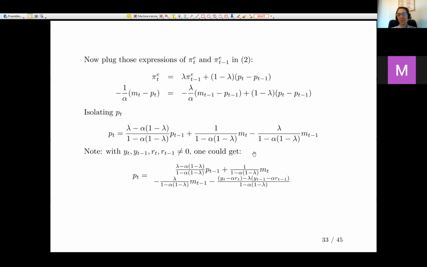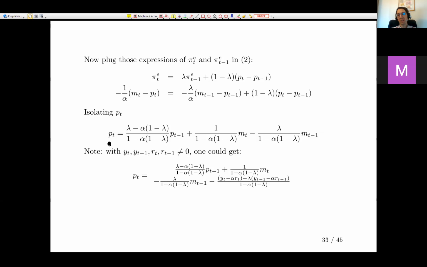And this is the version that we care about. And what we see is that prices today are a function of prices yesterday, or last period, plus the change in money supply, plus money supply today, and also a function of money supply the last period.